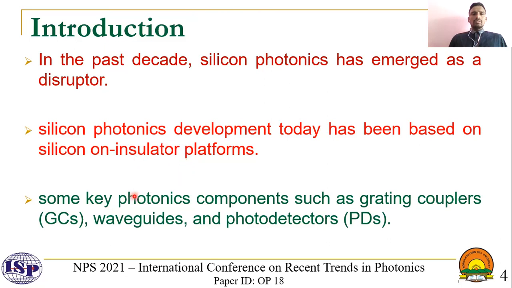Some key components available in silicon photonics are grating couplers. The grating couplers are used to couple light from a laser and to a detector, and there are waveguides. The waveguides carry, or pass, our light information, along with photodetectors. These are the main key components available in photonic circuits.